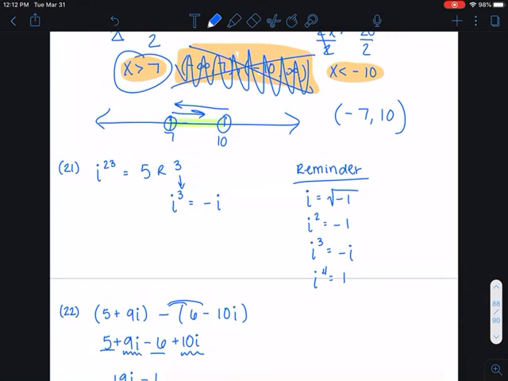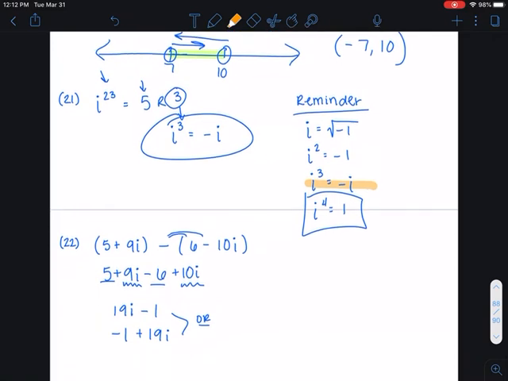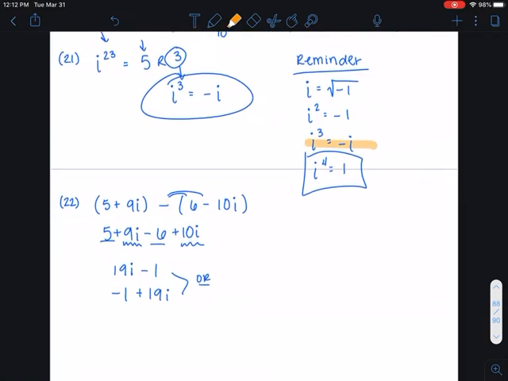Alrighty. Number 21, don't forget, this is your go-to 4, how many times does 4 go into 23? It goes into it 5 times with the remainder of 3. That 3 becomes our exponent, so our answer would be i to the third power, and i to the third power is negative i.